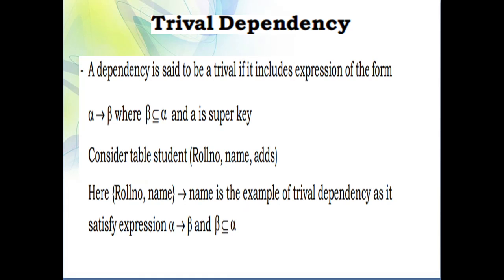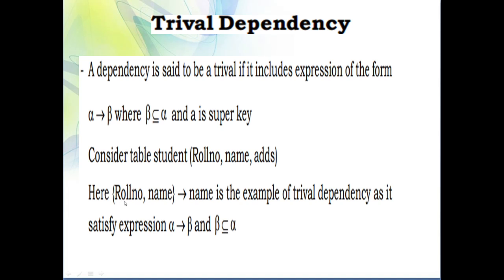So what is trivial dependency? A dependency is said to be trivial if it includes an expression of the form: alpha determines beta, where beta is a subset of alpha. When you come to know about this condition, then you can say that there exists a trivial dependency, meaning alpha determines beta and beta is a subset of alpha. Don't worry, we'll take a simple example.